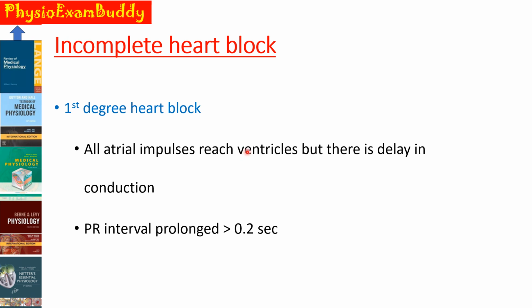AV nodal block is divided into incomplete heart block and complete heart block. So first we will see about the incomplete heart block, which is again divided into first degree and second degree heart block. First, about the first degree heart block. All atrial impulses reach the ventricles in case of first degree heart block, but there is a delay in the conduction. And in the ECG, you will get a prolonged PR interval of more than 0.2 second in first degree heart block.